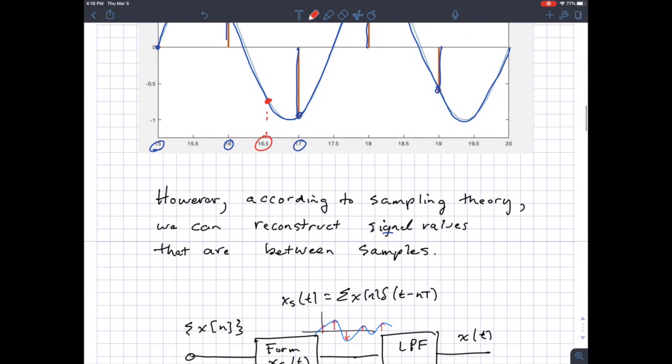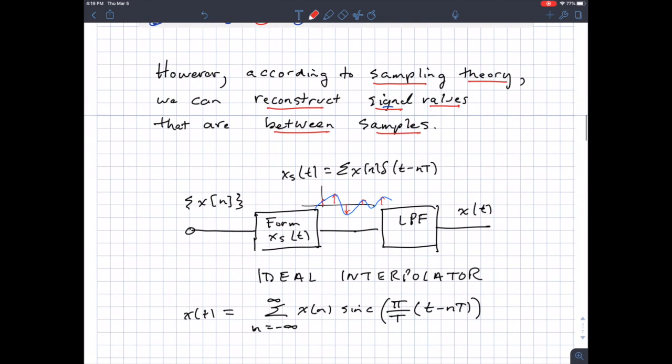Okay, so it turns out that according to sampling theory, we can reconstruct all the signal values that are between samples. All right, and so let's take a look at what we know about sampling theory. With sampling theory, we know that we started with just the samples, and conceptually what we can do from there is form the impulse train signal. Okay, so we take the sample values, we multiply by an impulse train. Every T, we get a new impulse. We add all those together and we get this signal x_s(t).